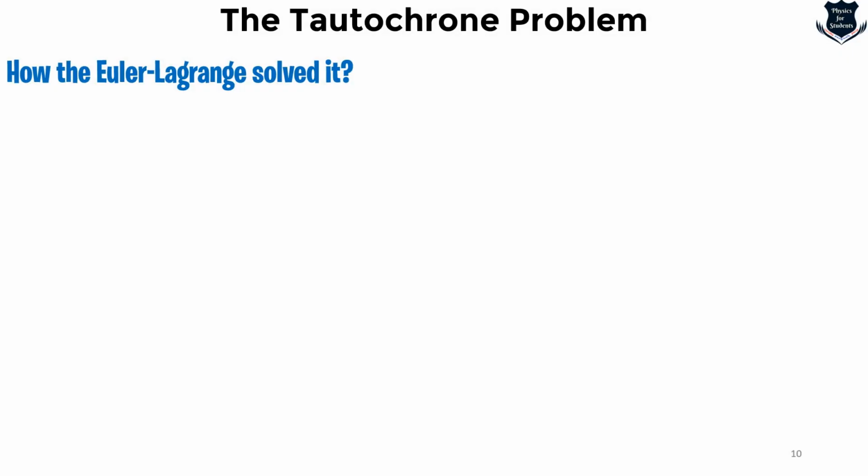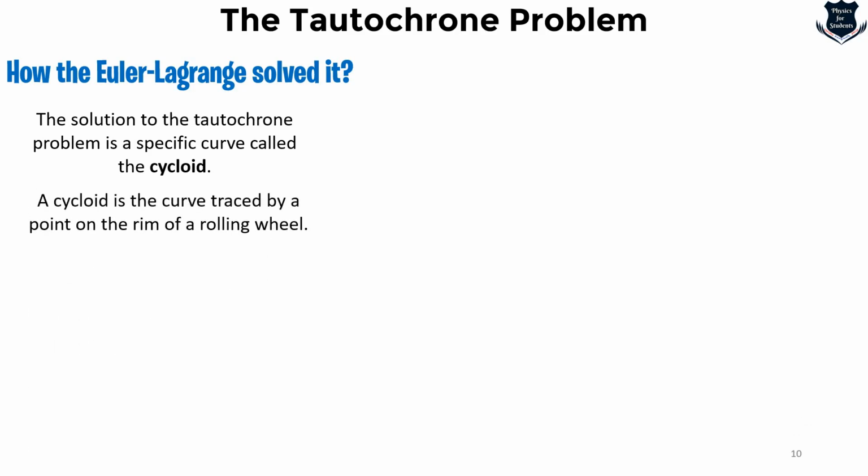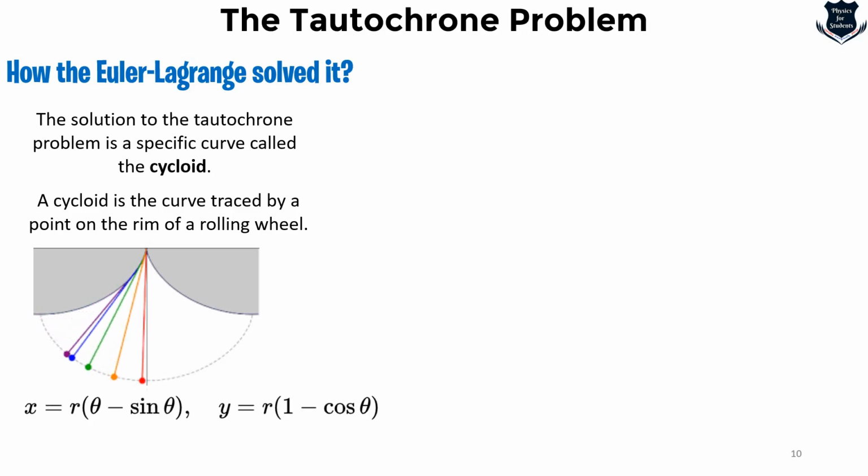So how did the Euler-Lagrange equation actually solve it? I mean to say, what was the solution? The solution which came up is finally what is called a cycloid. The solution to the Tautochrone problem is a specific curve called a cycloid, and a cycloid is a curve traced by a point on the rim of a rolling wheel, which looks something like this animation I've tried to show you. Now this shape has a unique property, and this property balances the travel time regardless of starting height, because the geometry perfectly compensates for differences in speed and distance.